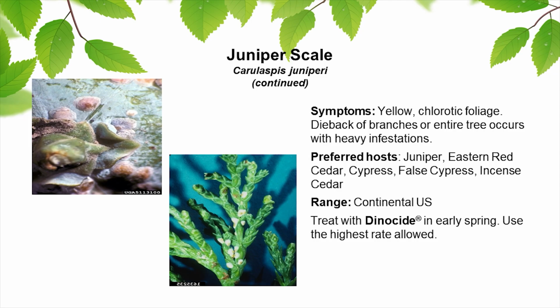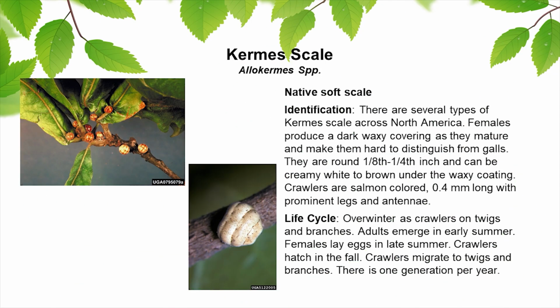Kermes Scale. Kermes Scale is a native soft scale. There are several types of Kermes Scale across North America. Adult females produce a dark, waxy covering as they mature, which makes them hard to distinguish from galls. They are round, 1/8 to 1/4 of an inch long. They can be creamy, white to brown in color under their waxy coating.